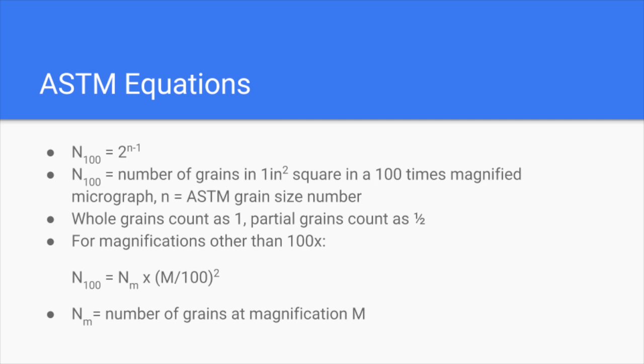The equation to determine the ASTM grain size is N100 = 2^(n-1). N100 corresponds to the number of grains in a 1 inch square in a 100 times magnified micrograph. Small n is the ASTM grain size number. As mentioned earlier, whole grains in the 1 inch square count as 1, and partial grains count as 1/2. For magnifications other than 100 times, use the equation N100 = N_m × (m/100)^2. N_m is the number of grains at magnification m.